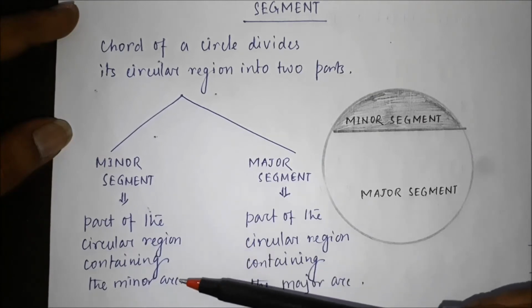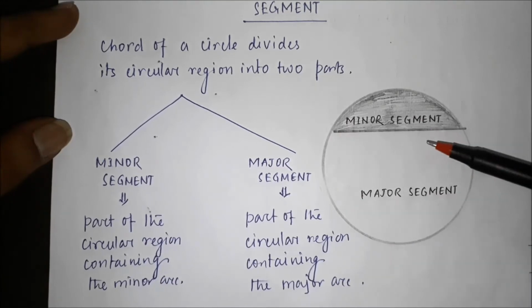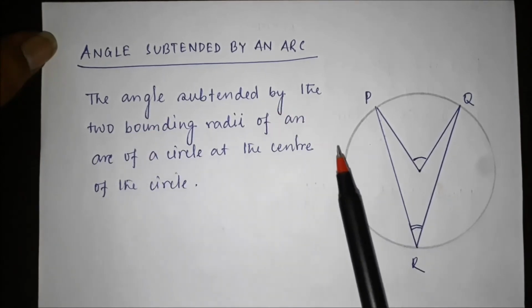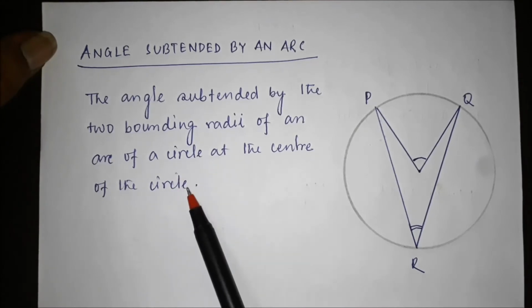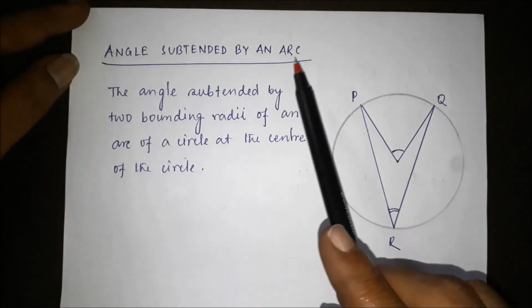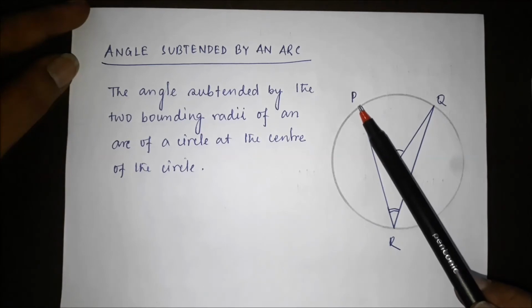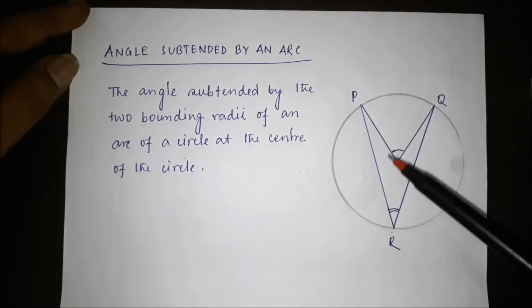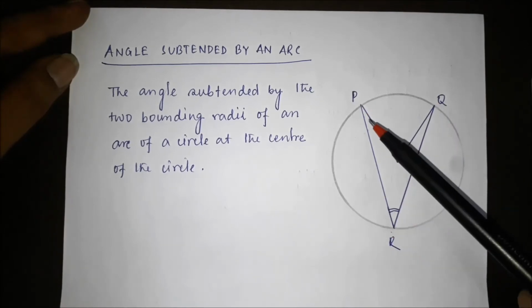The minor segment is the part of the circular region containing the minor arc, and the major segment is the part of the circular region containing the major arc. Now, the angle subtended by an arc: the angle subtended by the two bounding radii of an arc of a circle at the center of the circle. So consider an arc PQ. Now take the extreme points of PQ and join them with a point on the circumference of the circle. So you can see PRQ is an angle, it is made by the arc on the circle.